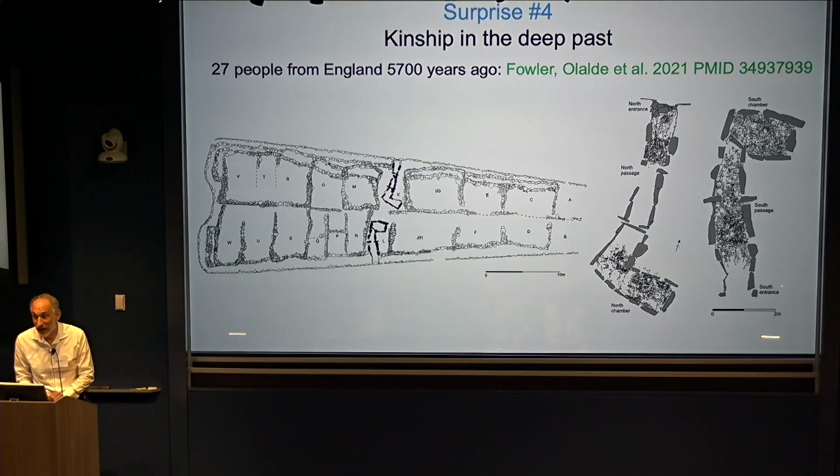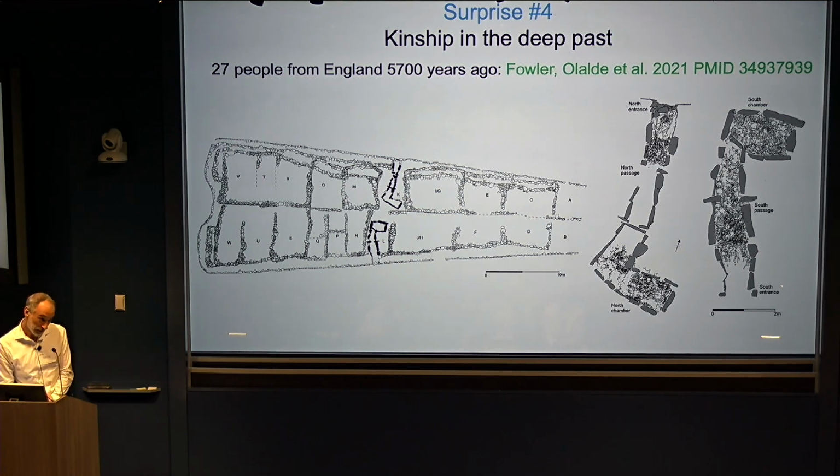And the first surprise I wanted to tell you about was the ability to look at kinship in the deep past from ancient DNA. So with these huge numbers of people, you can begin to excavate whole sites. And this is an excavation of a tomb that was excavated in the 1970s from Gloucestershire in southern England, from a tomb that was about 6,000 years ago. This structure is about 50 meters long and 10 meters wide. And in the middle are these two chambers filled with bones.